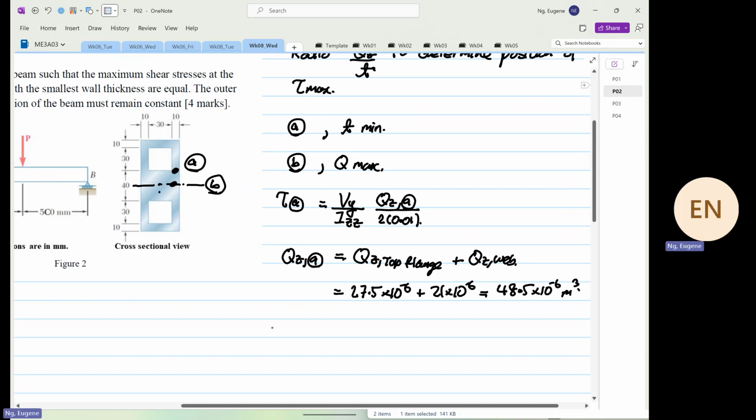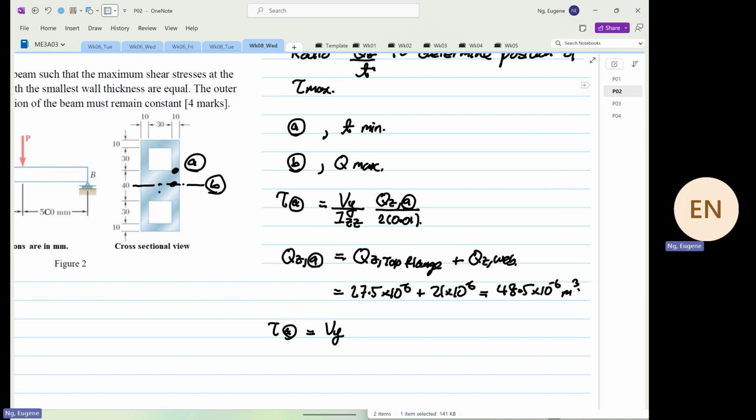Then we calculate our shear stress at point A. This is equal to Vy over Izz. Qz, we know, is equal to 48.5 times 10 to the power minus 6, and then we divide by twice of 0.01.